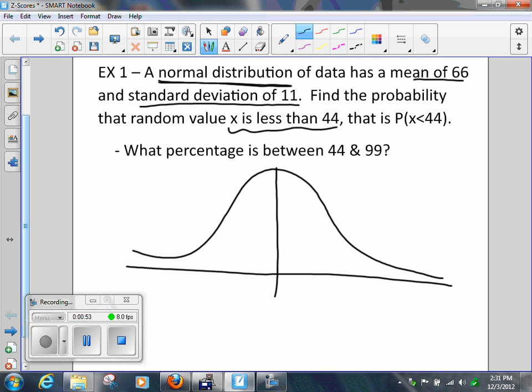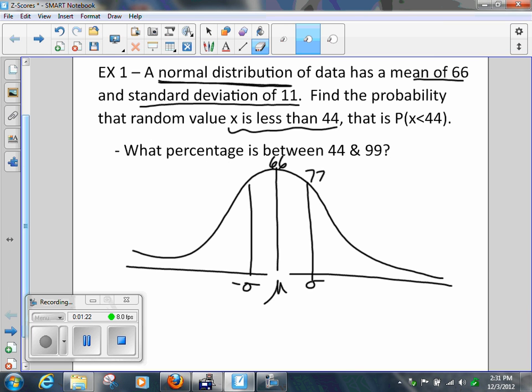Straight down the middle, this is where our mu, our mean, occurs. And we are told that the mean is 66 and standard deviation of 11. So one standard deviation to the right would be 77. 66 plus 11 is 77. One deviation to the left, remember this is positive standard deviation. This is one negative, and that's not minus. It's minus 11, but it's going to give you 55.